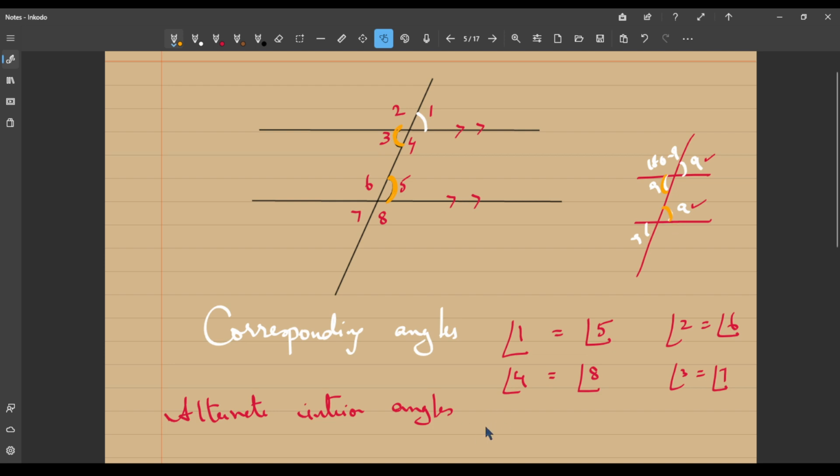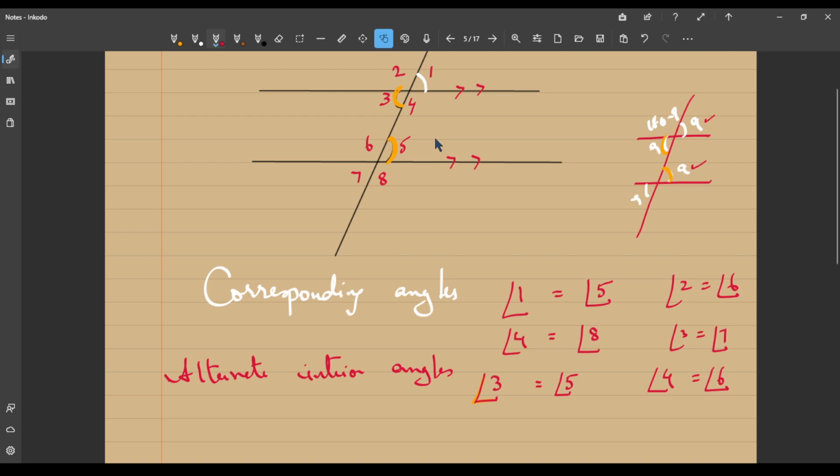So let me start writing all the alternate interior angles. Angle 3 is equal to angle 5, and now we are just left with two more interior angles, 4 and 6, and they are alternate to one another, so they are also equal. So this is another term which is used very often.